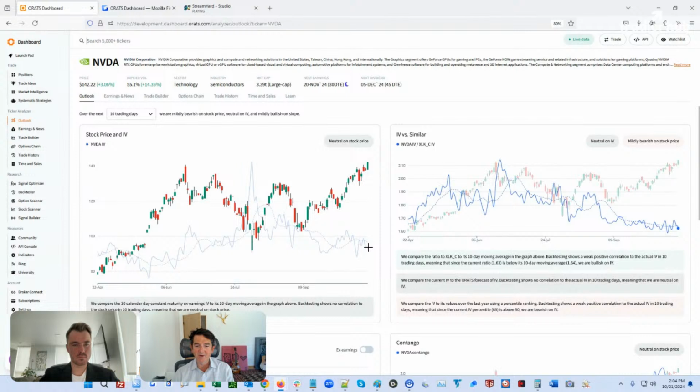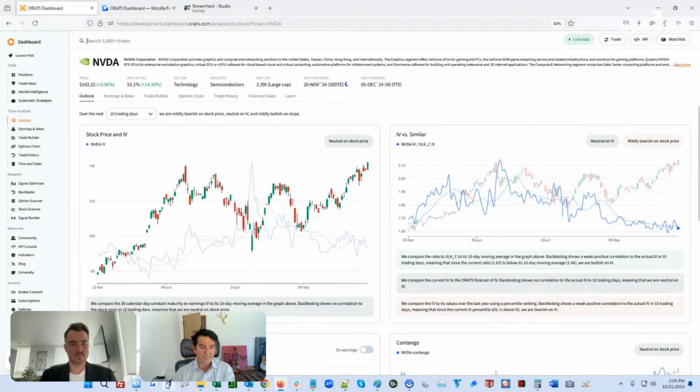So you'd be watching for this implied volatility, which is kind of at the low end. If it keeps going down, that's bullish, let's say. And so that's what you'd look at in this first stock price and implied volatility chart.